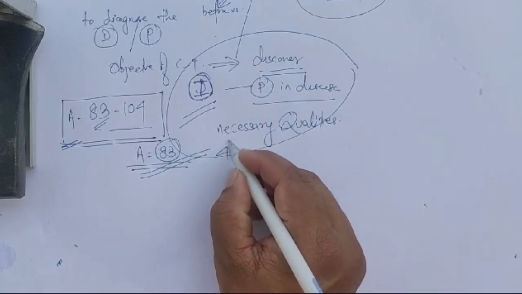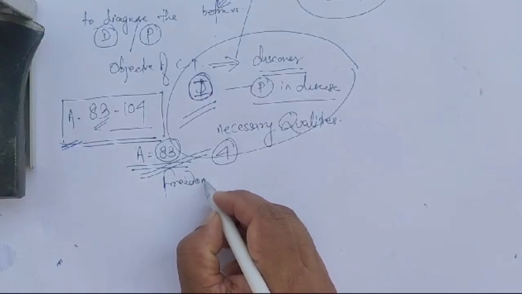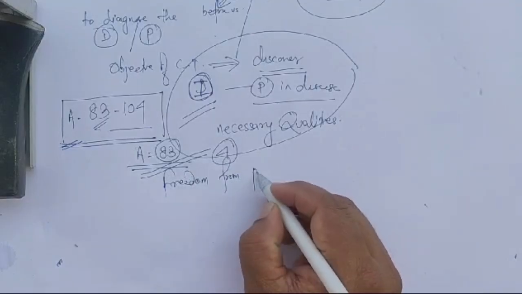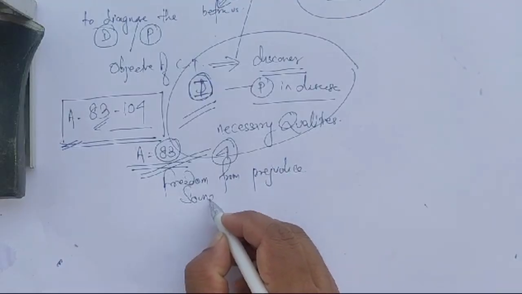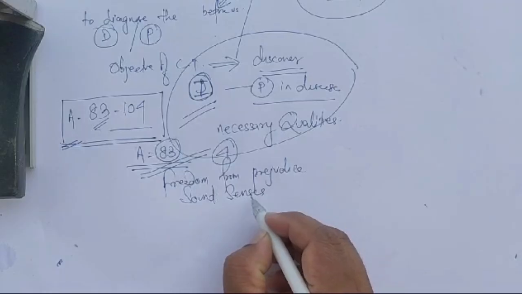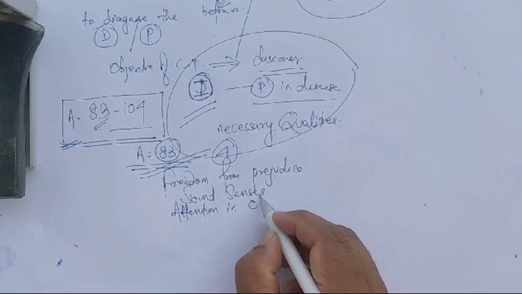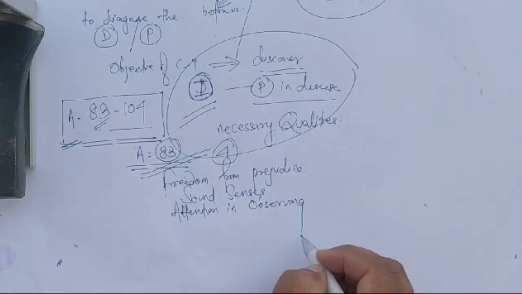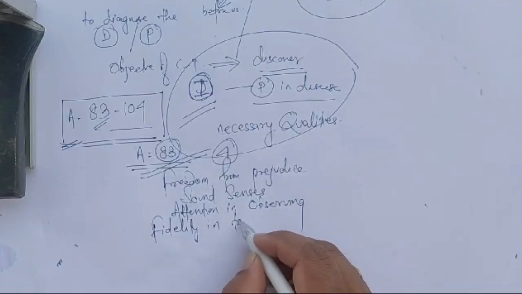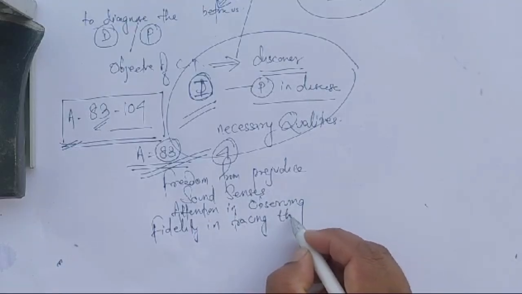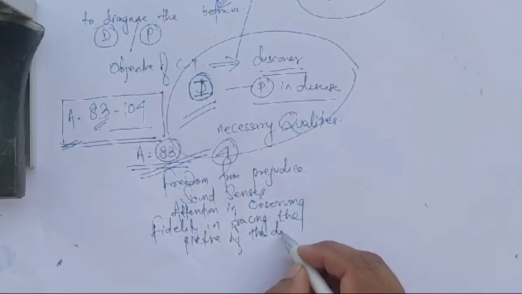These are four given by our master Hahnemann. First is freedom from what? Prejudice. Second is sound senses. Third is attention in observing. Fourth is fidelity in tracing the picture of the disease.